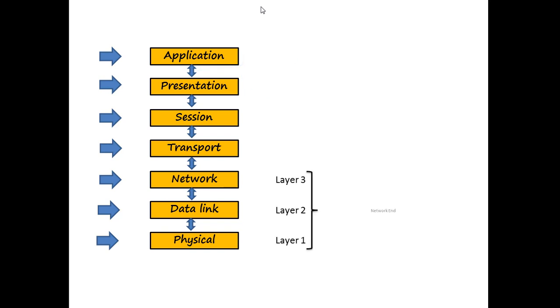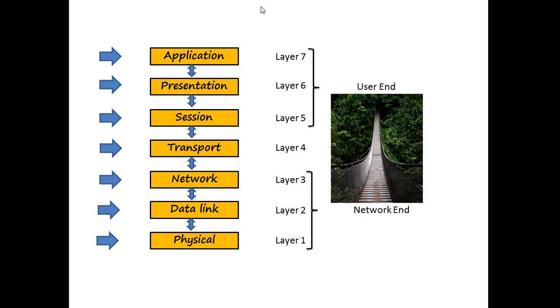The first 3 layers are on the network end, while the last 3 layers are on the host or user end. Layer 4, that is the transport layer, acts as a bridge between both ends.